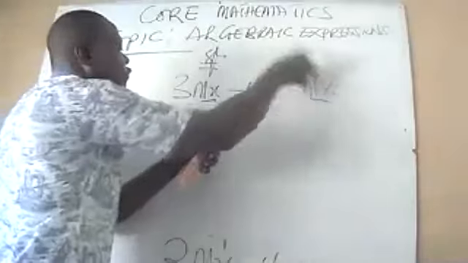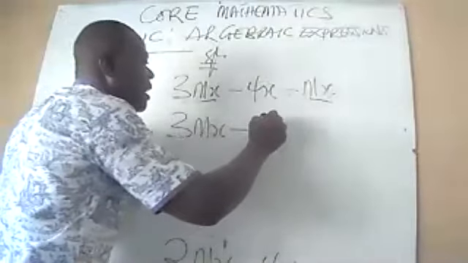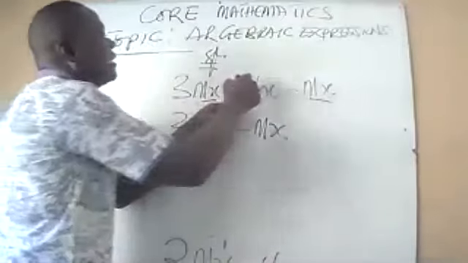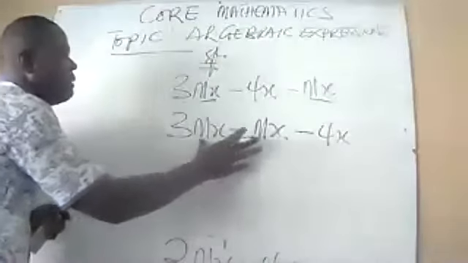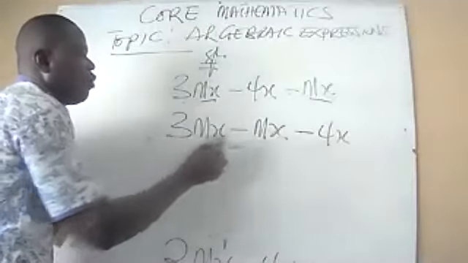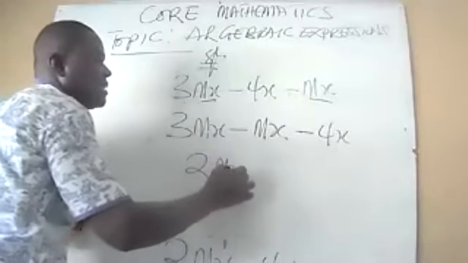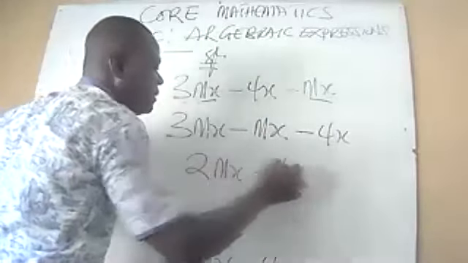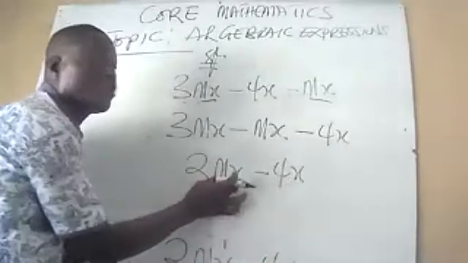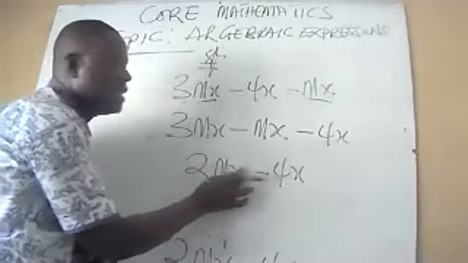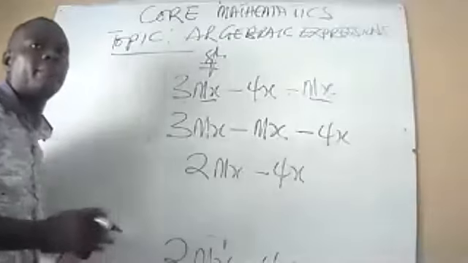So when we move it from here, we want to change its position. It will be negative mx. And the last one that we have is negative 4x. Simplify this. When we subtract this from this, you get 2mx minus 4x. Now, although x is here and x is here, they are not alike, because this is a product of terms, mx, and this is just a singular x. So they are not alike.